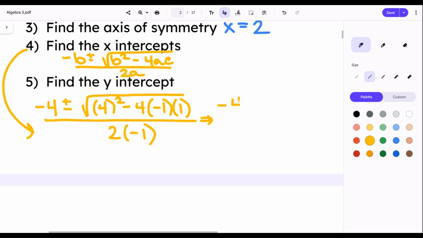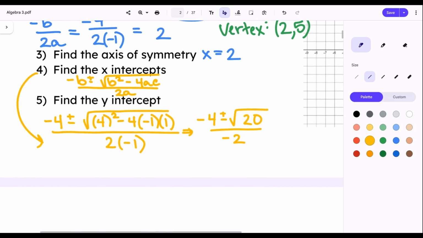So I've got -4. Let's just clean up that square root. 4 squared is 16. And then this becomes +4, so that should become 20 underneath the square root, and then all over a -2. What's the square root of 20? About. I need like a decimal. 4.5? Okay, so I need to find 2 answers here.